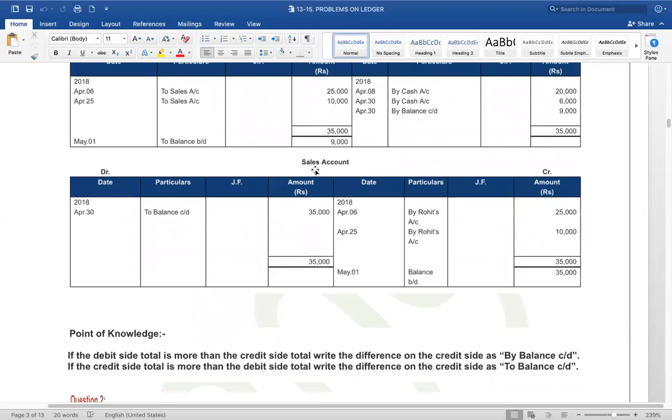Sales account is credited with Rohit's account, 25,000 and 10,000 respectively on April 6th and 25th. The total is 35,000. There's nothing on the debit side, it is zero. So to make it equal, we put 35,000 here. Where zero appears, against that, we write to balance carried down and put the last day of the accounting period. Now this is a closing balance. What was closing last year will become opening next year. So 35,000 here.